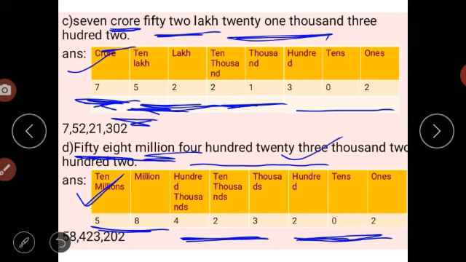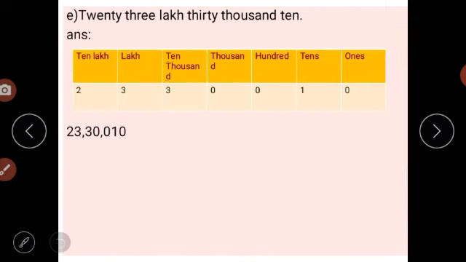Okay. Next, the example: what is it? 23,30,010. So here this question belongs to the Indian place value system only, and here the value is up to how much? 23 lakhs. That comes under the category of 10 lakhs only. So here we have taken the table of the Indian place value system up to the value 10 lakhs. So here we have 23 lakh.